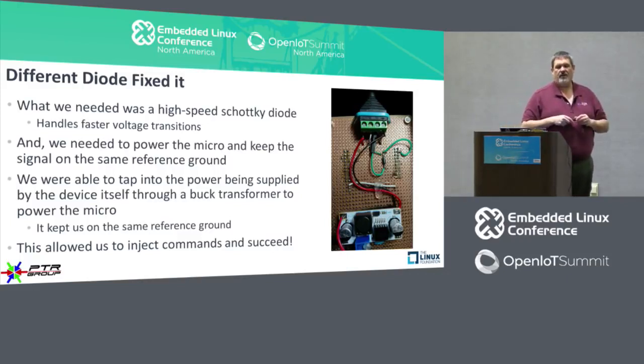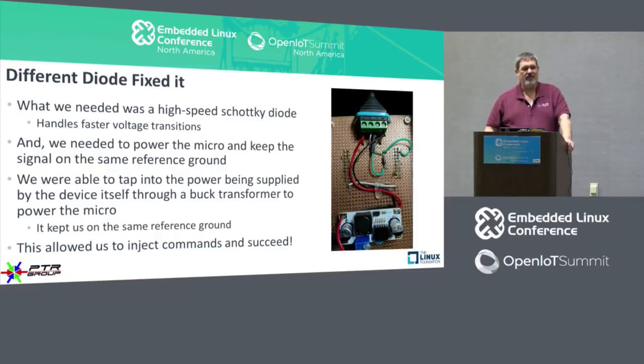We needed to power the micro and to keep the signal at the same reference ground. This is a tricky thing. We definitely want to make sure that the ground being referenced in the controller, the real controller, is the same ground we're referencing in our circuitry. Otherwise, we get ground loop problems and things just go to hell in a handbasket.